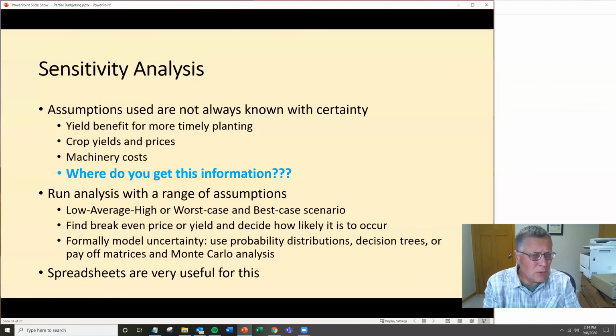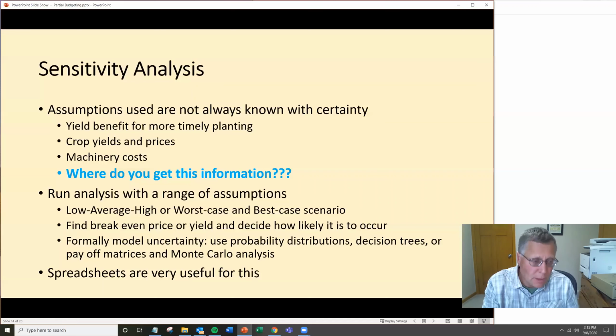It's usually recommended to run these analyses with ranges of assumptions, not just one set of assumptions, get a number and be done. You can think of low, average, and high scenarios, maybe the worst and the best case scenario, and see where you get. Often you can use break-even analysis. Use your assumptions to figure out the price and yield you need to make buying the planter worth doing. Then you can decide how likely it is to get $4 corn and 180 bushels per acre, for example. If that's the return you need in order to justify buying the planter for your acreage and assumptions, then you can ask yourself, how likely is it for me to get $4 a bushel and 180 bushels per acre?